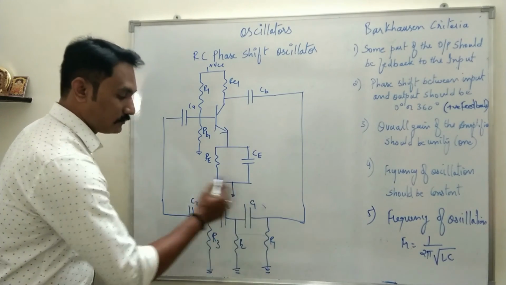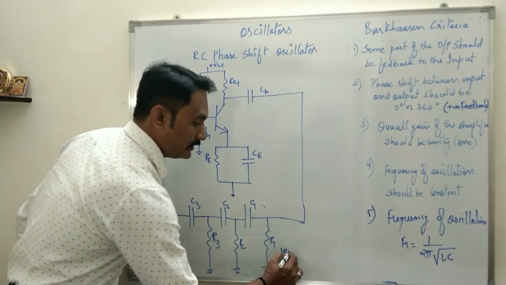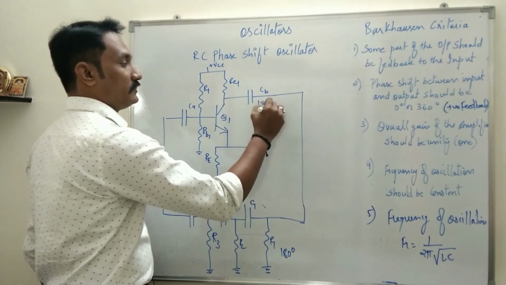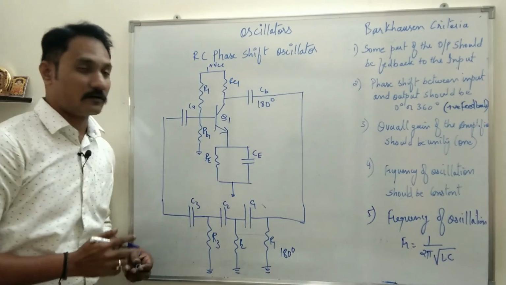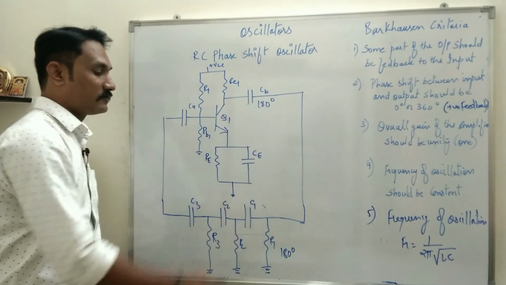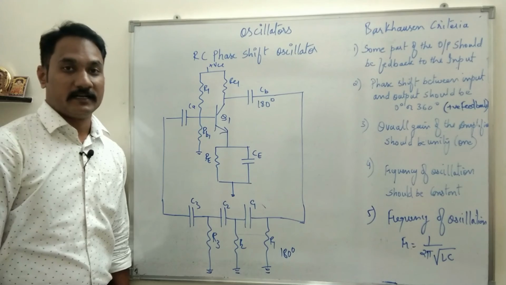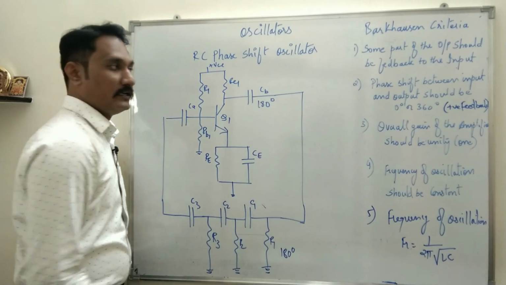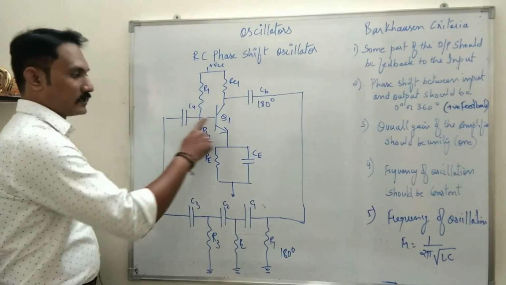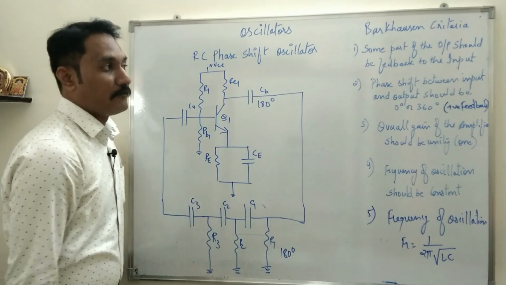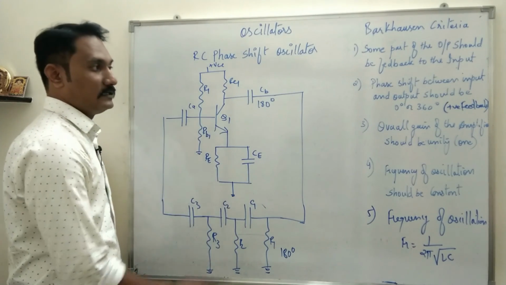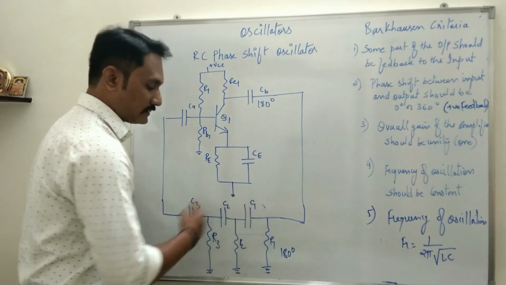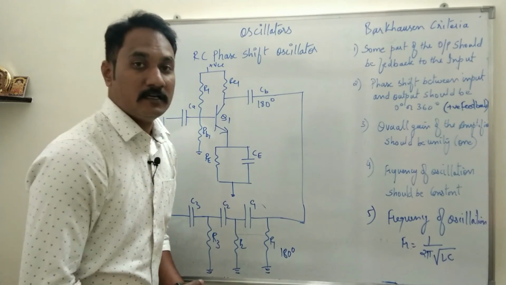So the total phase shift provided by the RC network will be 180 degrees, and this is a common emitter configuration, so the phase shift between input and output for a common emitter configuration is 180 degrees. The overall total phase shift between input and output will be 360 degrees. Again, some part of the output through a feedback network is connected back to the input. Second, the phase shift between input and output should be 360 degrees or 0 degrees: 180 degrees provided by the common emitter configuration, 180 provided by the RC phase shift network, so the total phase shift will be 360 degrees.